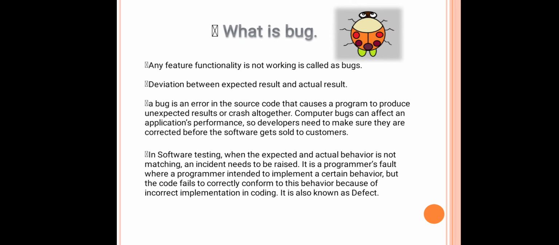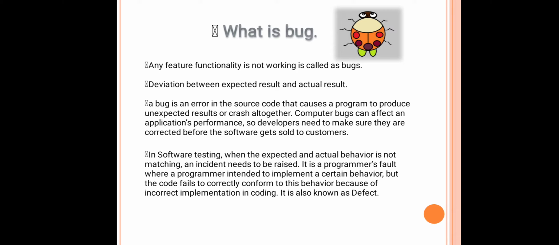So what is a bug? If any feature or functionality is not working in a particular application or program, then that is called a bug. Suppose in the WhatsApp application chat and messaging is not working properly, that means a particular functionality is not working, so there is a bug in the application. Also, a deviation between the expected result and the actual result is called a bug in the application or program.